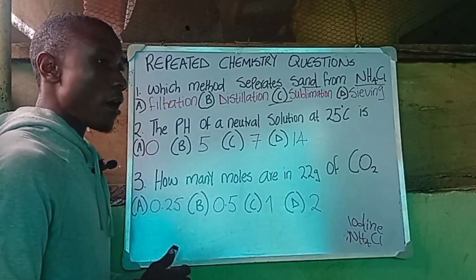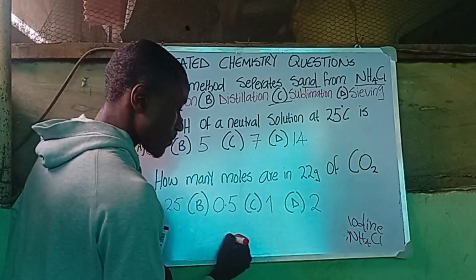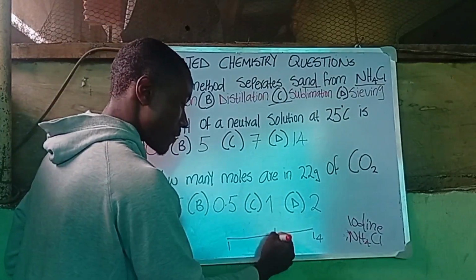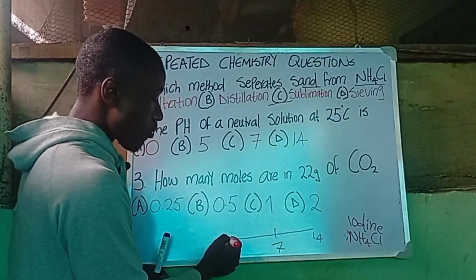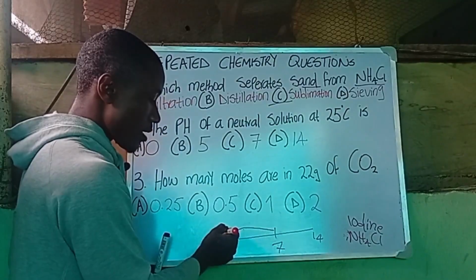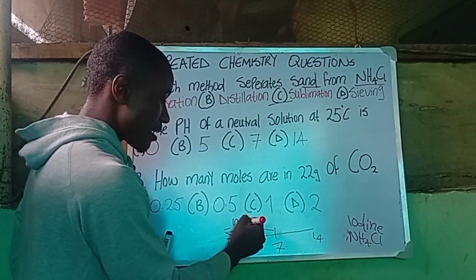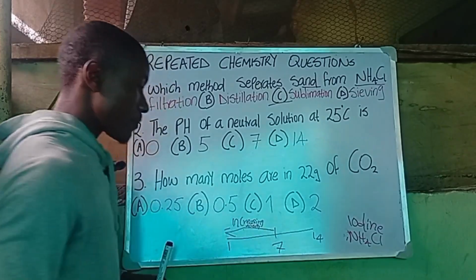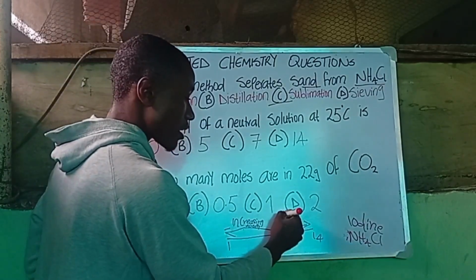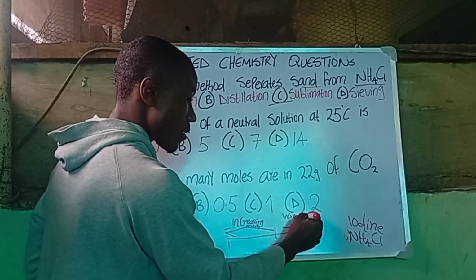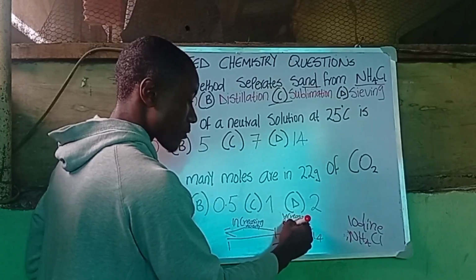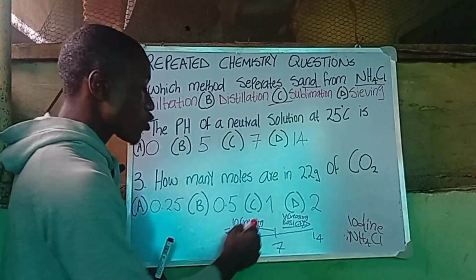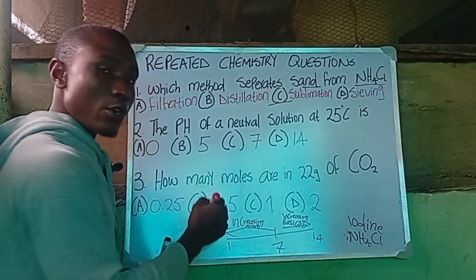So we have to first of all bring our pH scale, where we have 1, we have 14, and we have 7. Right? So from 7 downward is increasing acidity, and from 7 upward to 14 is increasing basicity or alkalinity. Right? So the pH of a neutral solution at 25 degrees C is going to be 7. The correct option there is option C.